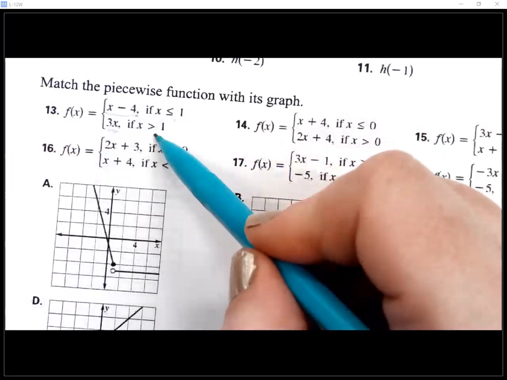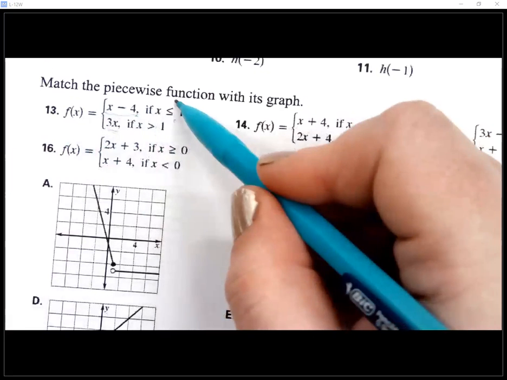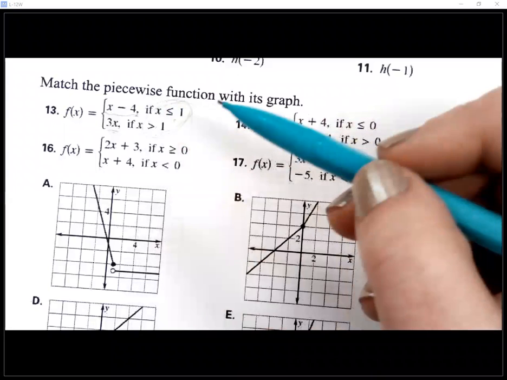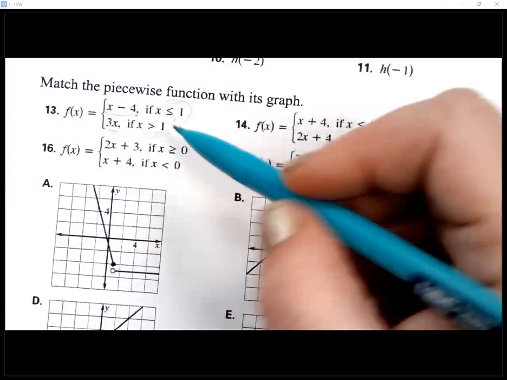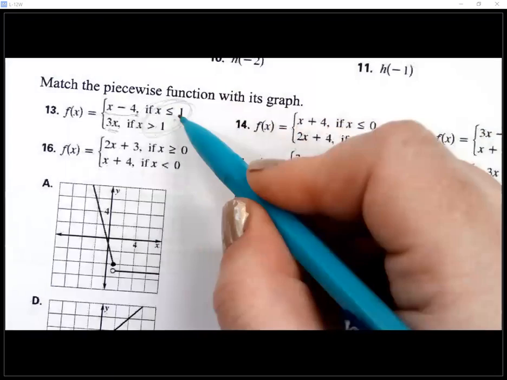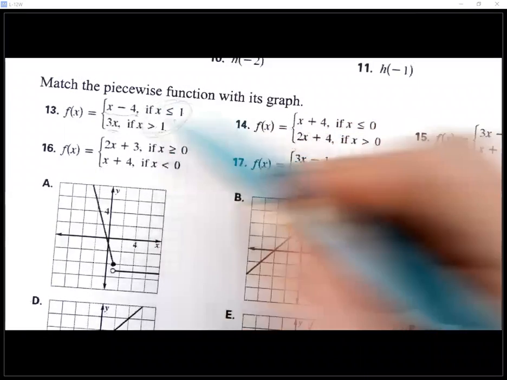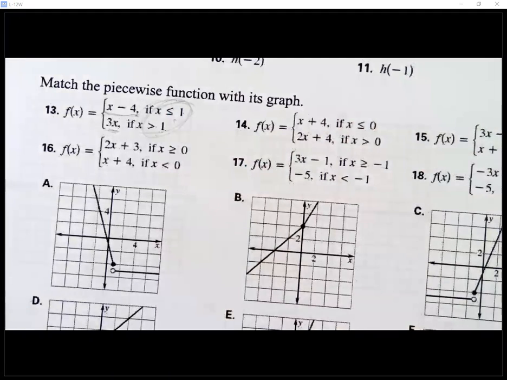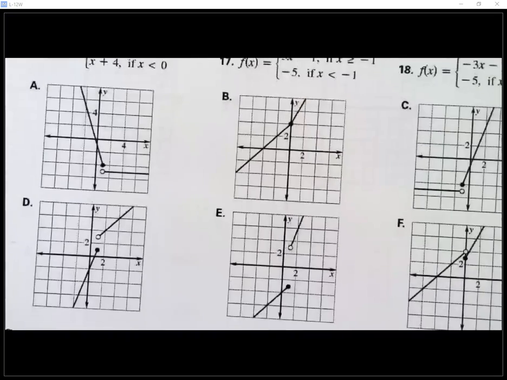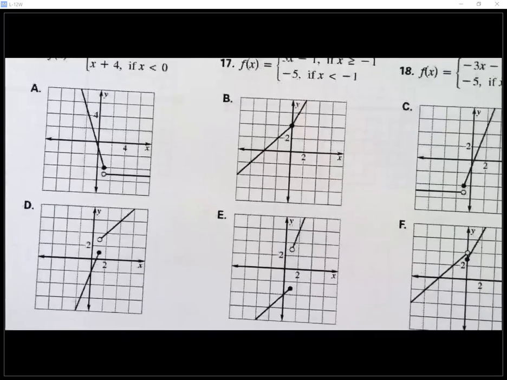So there's always some sort of piece over here that tells you where the graph exists. I like to think of this as where my graph is changing. So for us, apparently it's at x equals 1. So if I'm trying to match this section, 13 to 18, I want to look for graphs that have a change happening at x equals 1.